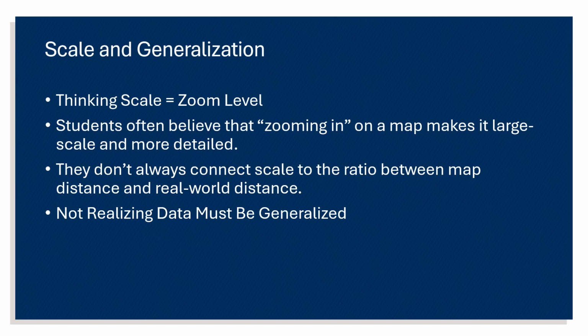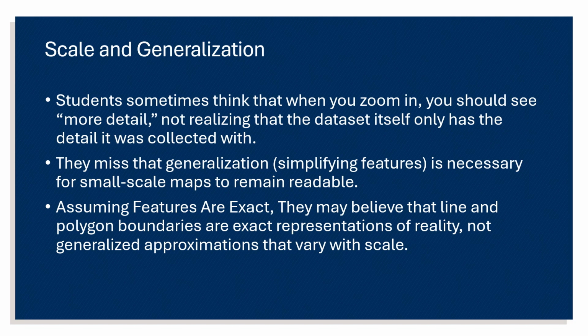And the other concept that they have trouble with is not realizing that data has to be generalized. So, like I said, they zoom in, they think, well, there's got to be more detail because I've zoomed in. What they don't realize is that the data set itself only has the detail it was collected with. So once you collect data at a specific scale, you cannot make that data any finer than what it is. You can make it more coarse, but you really can't make it more detailed.